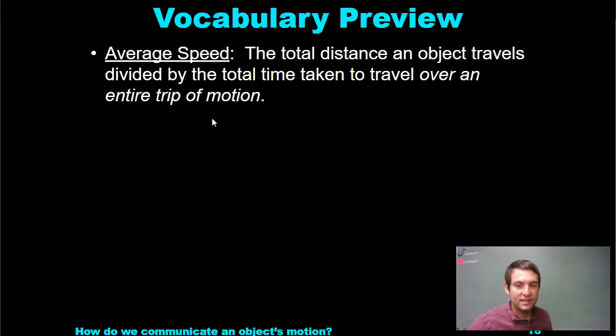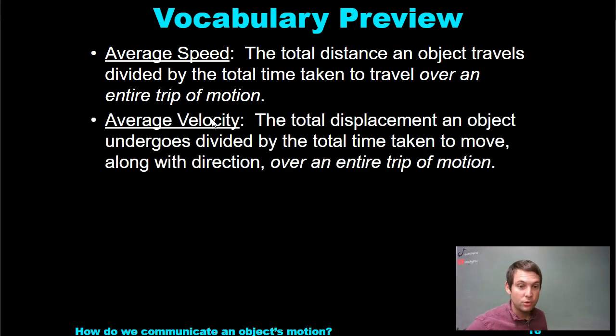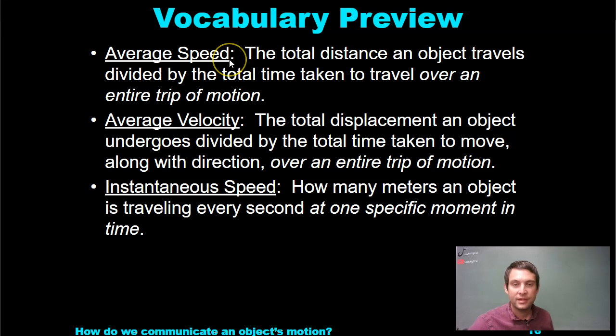The average speed is the total distance an object travels divided by the total time taken to travel over an entire trip of motion, while the average velocity is the total displacement an object goes divided by the total time taken to move along with direction over the entire trip of motion.